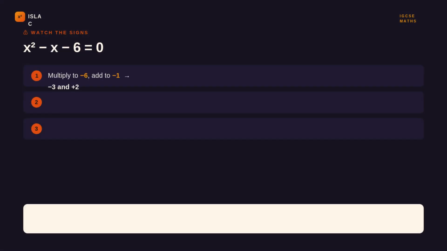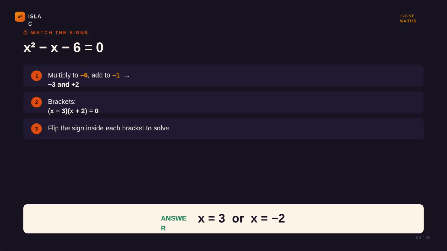Signs are where marks are lost. Solve x squared minus x minus 6 equals 0. Here b is minus 1 and c is minus 6. We need two numbers multiplying to minus 6 and adding to minus 1, that's minus 3 and positive 2. So the brackets are x minus 3, times x plus 2. Setting each to 0 gives x equals 3 or x equals minus 2. Notice the answer sign is opposite to the number inside the bracket.